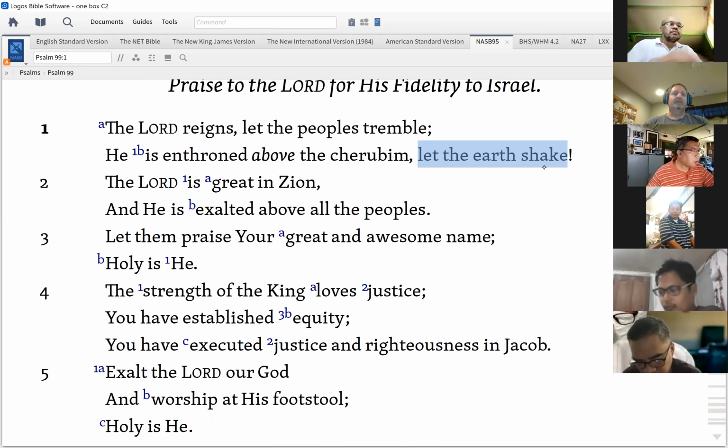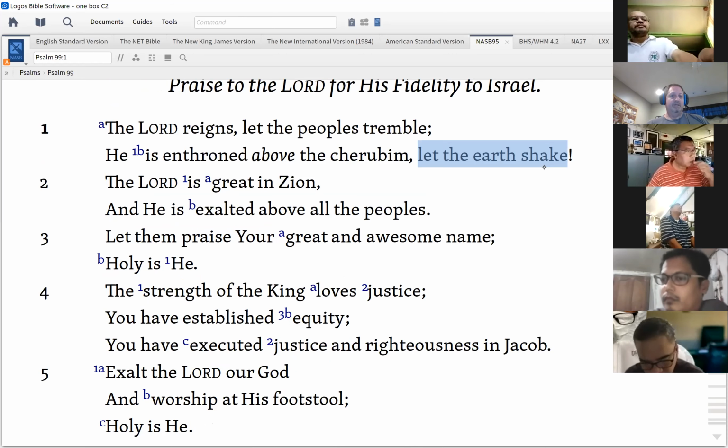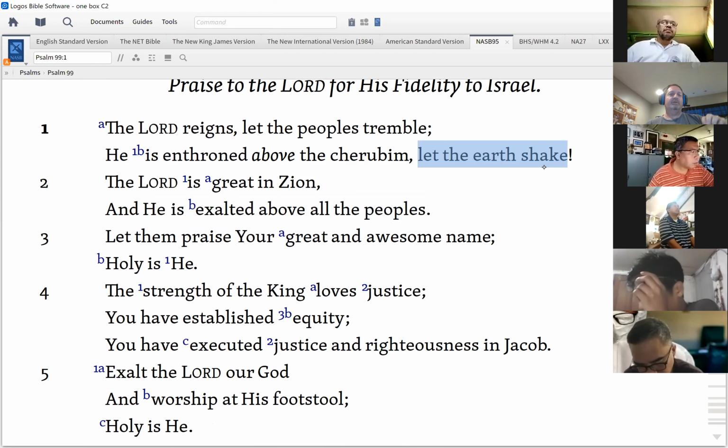So I think Psalm 99 is likely written by the same person who wrote 98, 97, and 96. And then 96 and 98 have their connection back to First Chronicles 16, where I believe David was the one who spoke in First Chronicles 16.